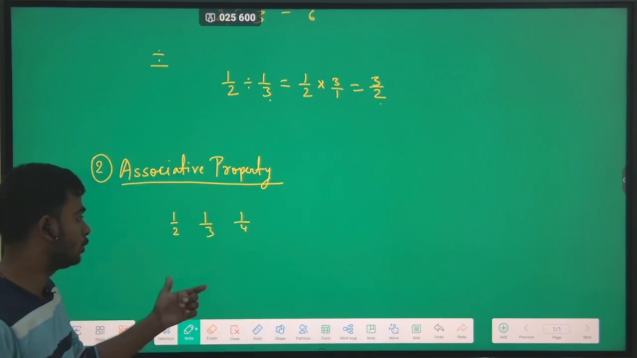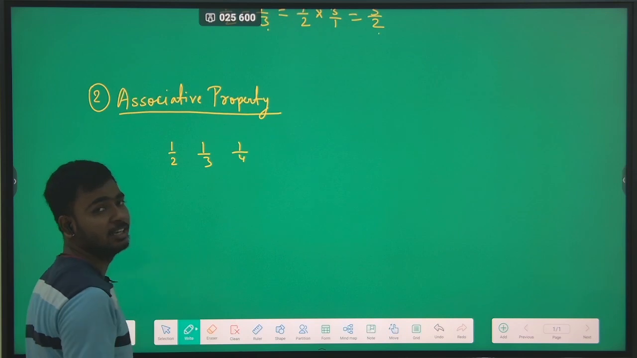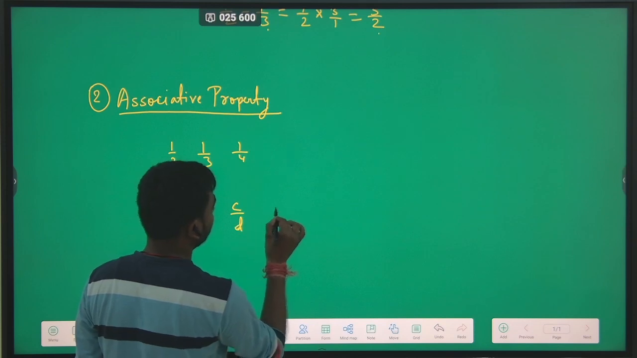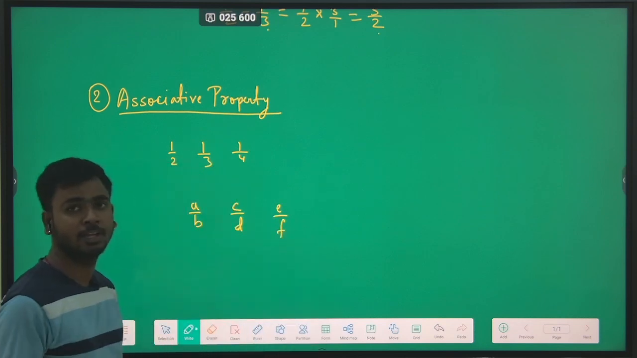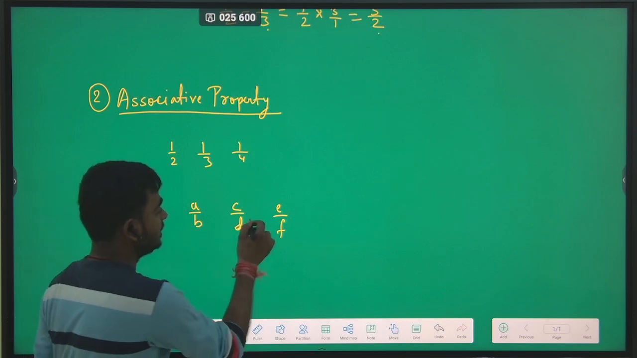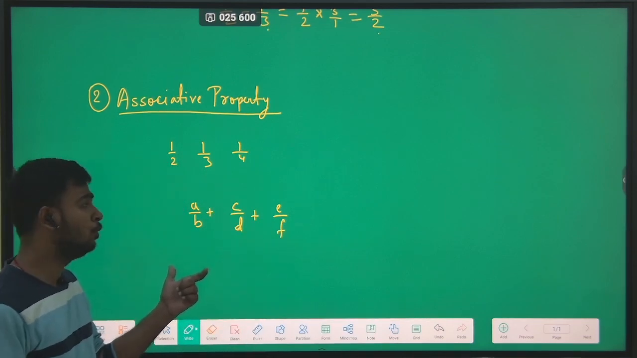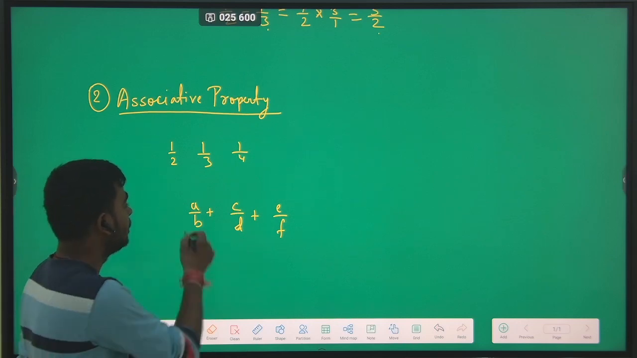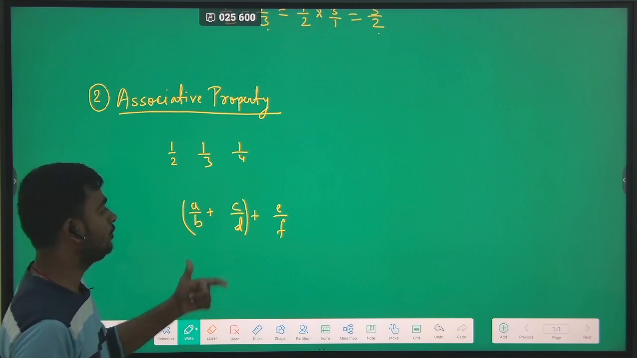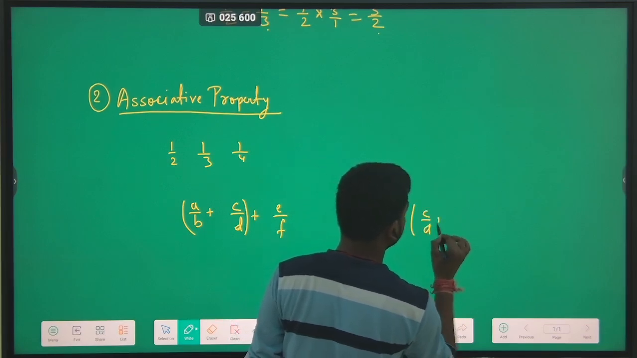To understand the core concept behind this, let us suppose that we are having 3 rational numbers. The first one is a upon b, the second one is c upon d, and the third one is e upon f. Let us suppose our basic fundamental operation which we are using here is addition. Also, we can add these numbers using parenthesis. So we can use parenthesis on these two numbers, or we can use the parenthesis on these two numbers.